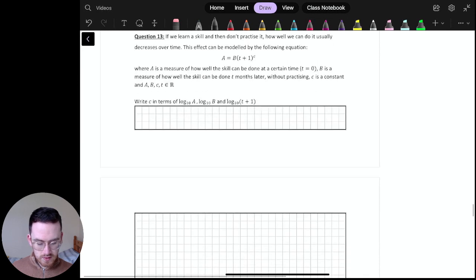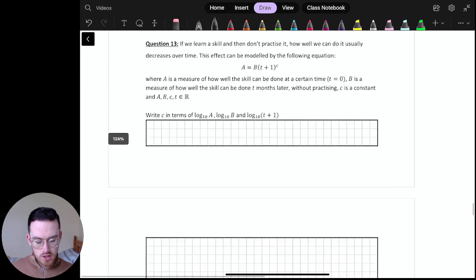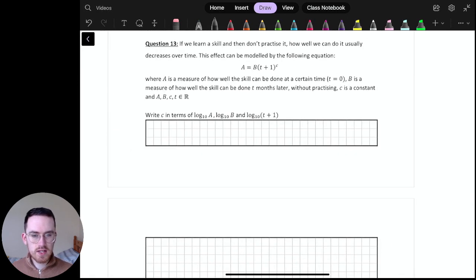Let's move on. I'm going to skip over that one. I'm going to look at this one here. Question 13. So if we learn a skill and don't practice it, it gives us a particular model on how that works. It tells us A is a measure of how well the skill can be done at a certain time, B is a measure of how well the skill can be done T months later, so let's take note of that, it's in months, without practicing, and C is a constant.